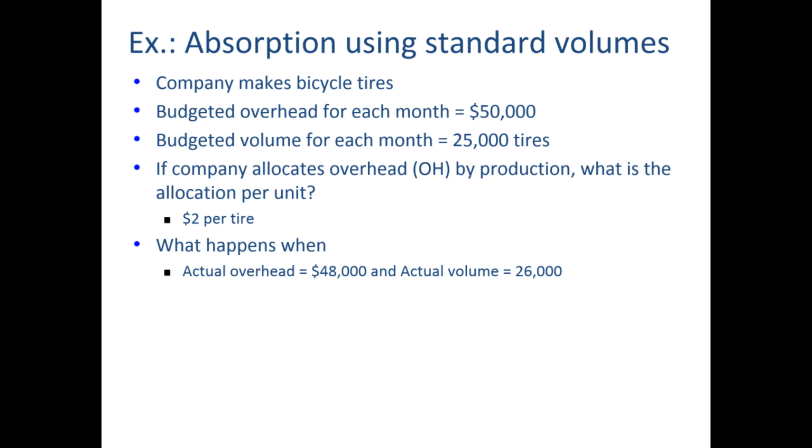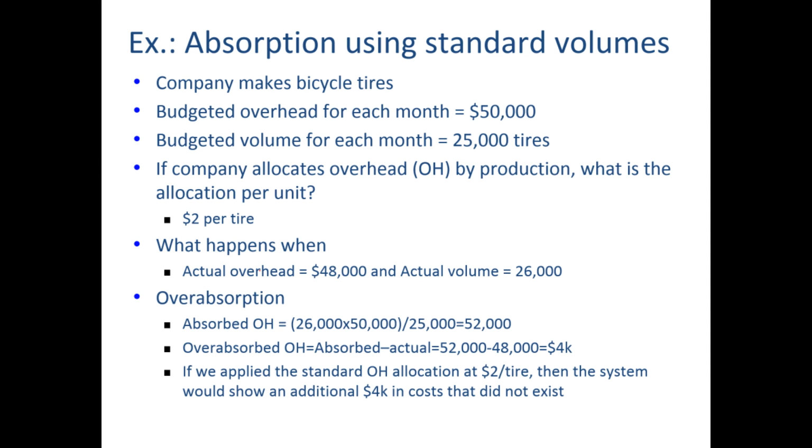But what happens when the actual overhead costs were lower at $48,000 and the actual volume was a little higher, 26,000? Well, what you get is overabsorption. The amount of overhead allocated to the product would be $52,000 compared to the actual overhead of $48,000, meaning that the cost system would have added another $4,000 to the cost of the product that should not have been added, at least in the reports they're providing. That makes it tough for management to make proper decisions when the cost system is not accurate.